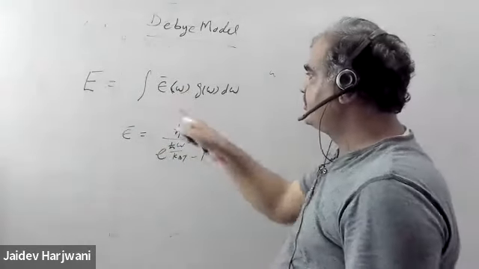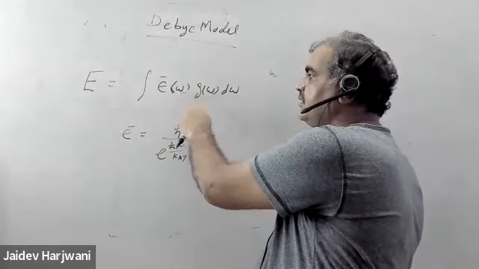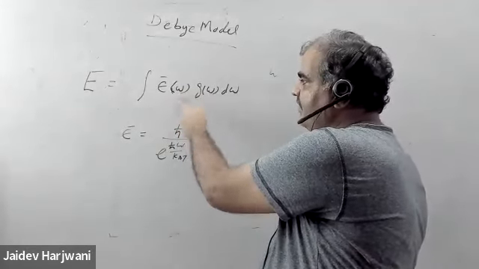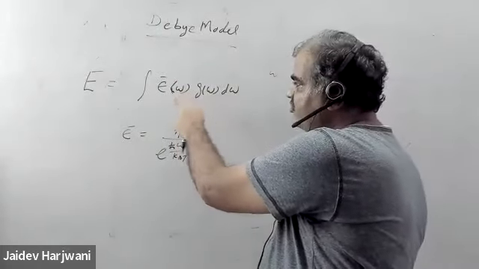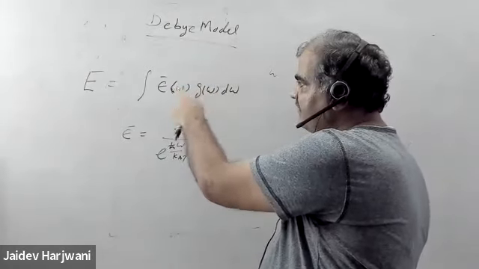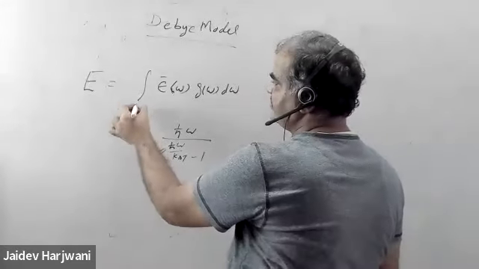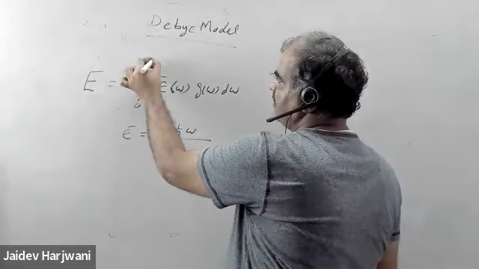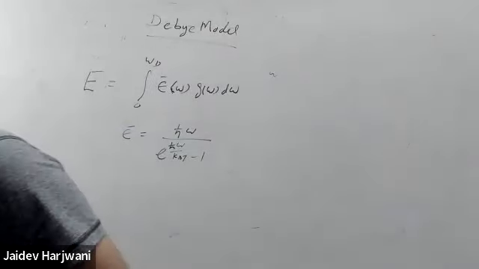So each frequency has an energy. There is a range of frequencies, and I'm multiplying each frequency's density of modes with the average energy. And this frequency varies from 0 to omega_D. So this will give you the total energy.